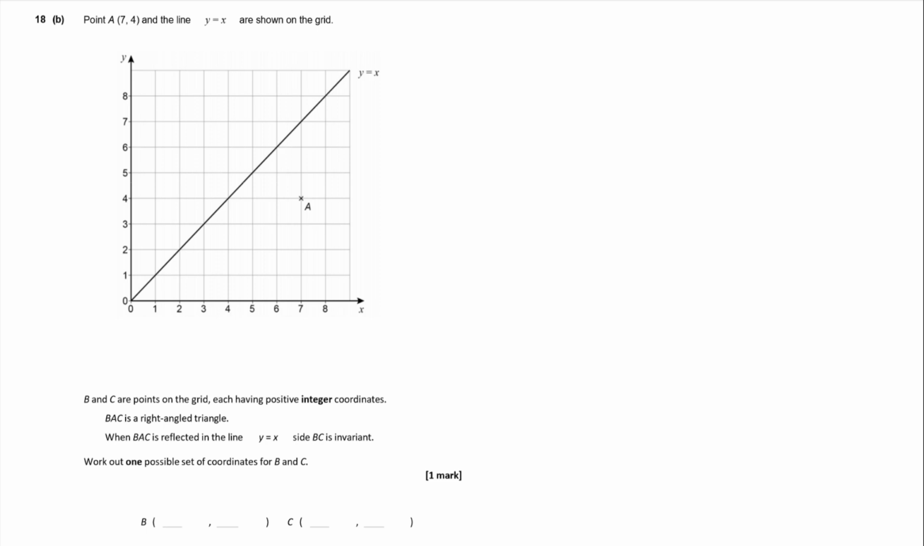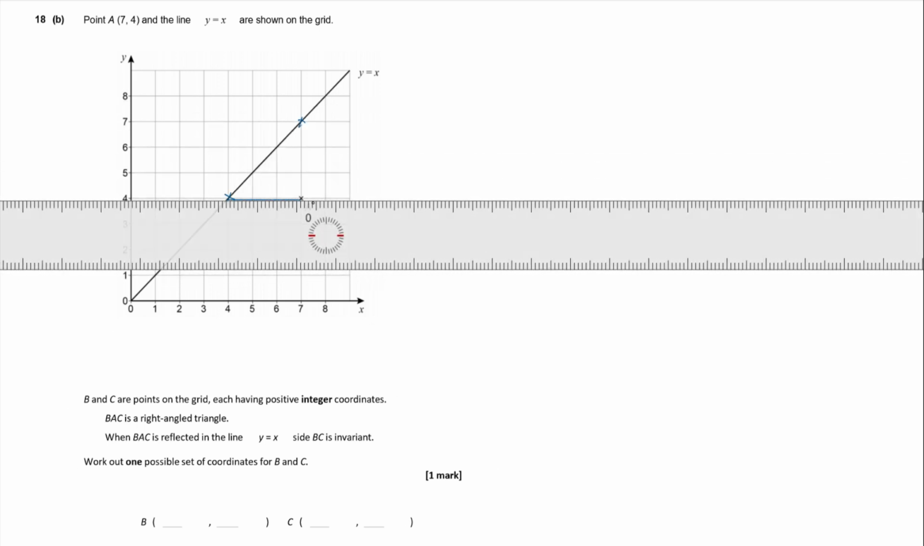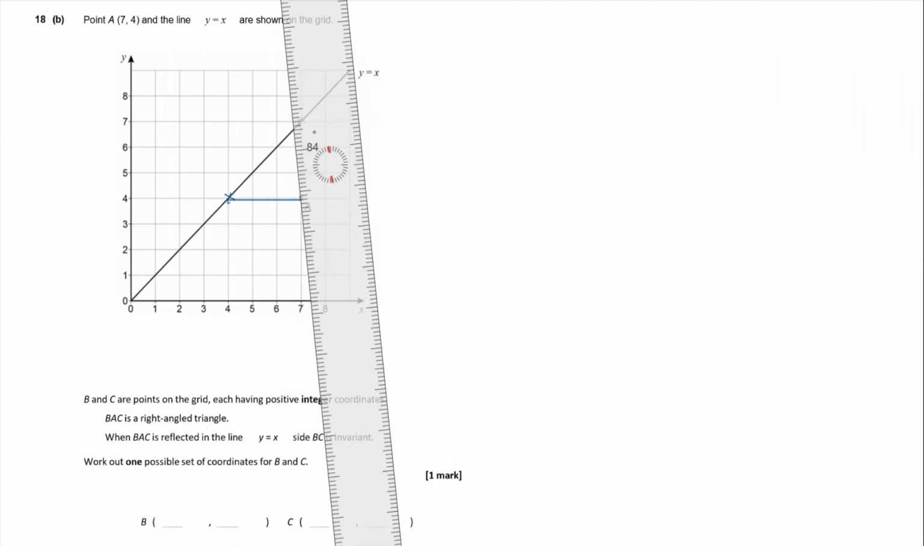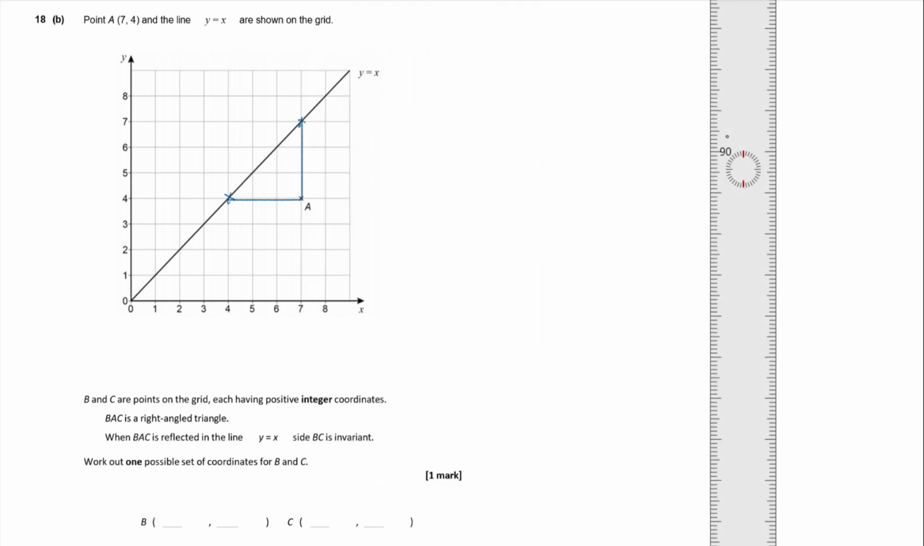Okay, so if the side BC is invariant in a reflection, the only points that are invariant are the ones that lie on the mirror line. So that means B and C both lie on the mirror line, and if it's a right angled triangle, then we're talking about B and C being these two points here, I guess. So let's just make our triangle like this. It doesn't really matter which way around B and C go, does it? No. So that could be B, that could be C, or the other way around.